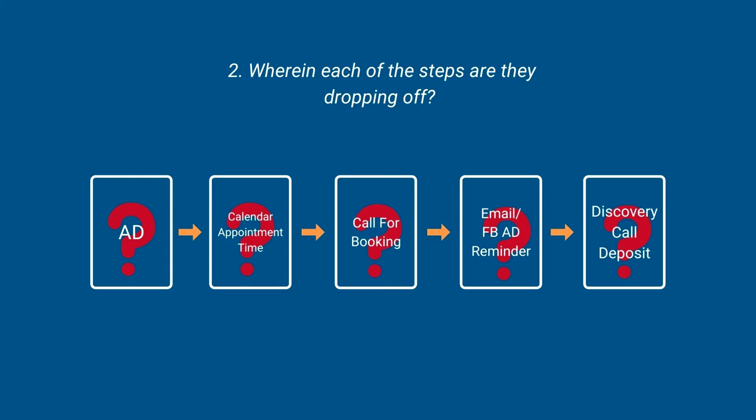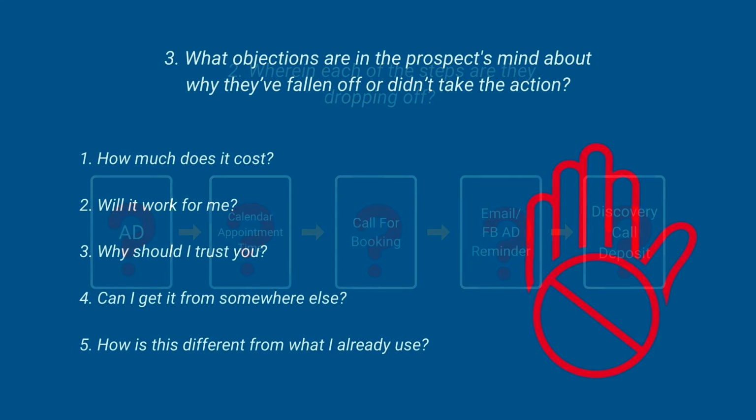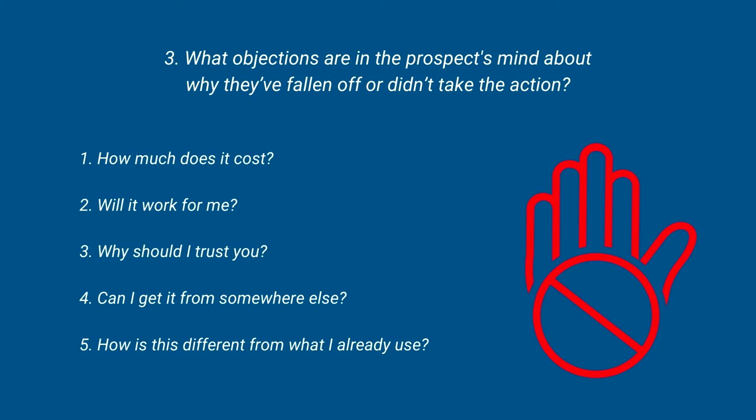But once you have this, now you'll want to understand what objections are in the prospect's mind, why they've fallen off or didn't take the action. Now, again, there are so many things that could have caused them to drop off, but the best way to find out is by finding out what questions your prospects have. You should already understand your avatar and what kind of objections they have, but common ones are how much will it cost, will it work for me, and also why should I trust you?